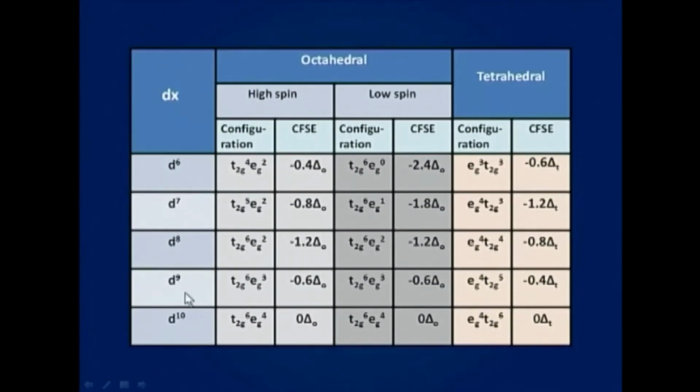Similarly, if we take an example of d9 configuration for high spin octahedral, you will get minus 0.6 delta O. For low spin octahedral also it is minus 0.6 delta O, but for tetrahedral it is minus 0.4 delta T. From these values, you can calculate the difference between crystal field stabilization energies for octahedral and tetrahedral complexes.